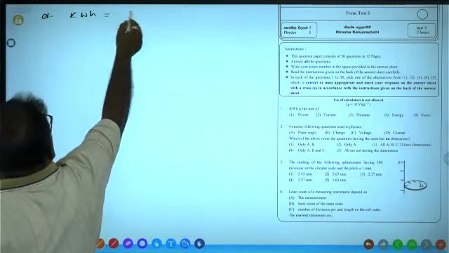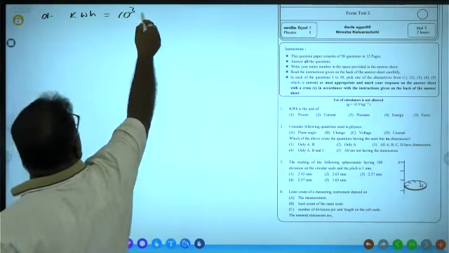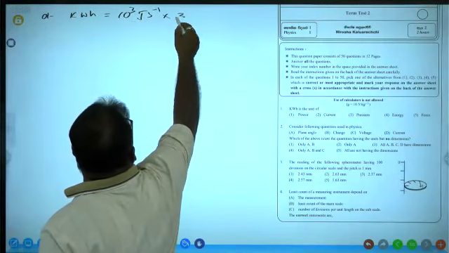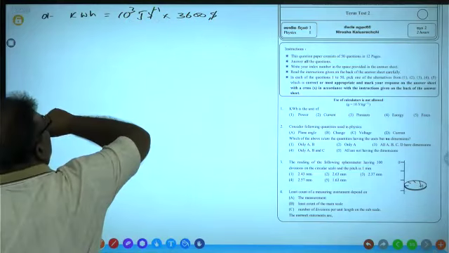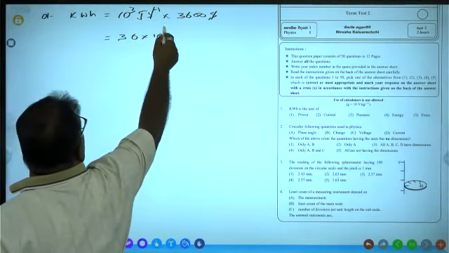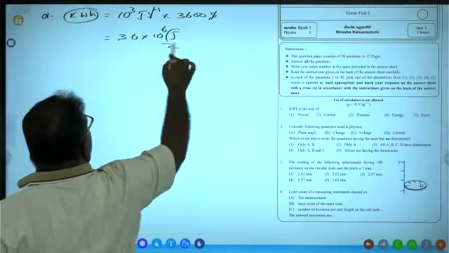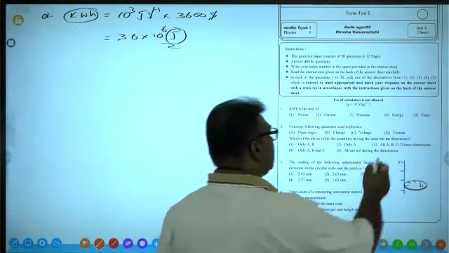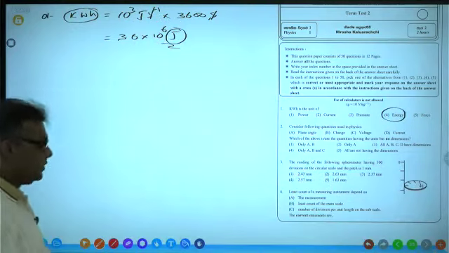Kilowatt hour: kilo is 10 to the power 3, and watt is joule per second. Hour converted to seconds is 3600 seconds, so the seconds cancel. It comes to 3.6 into 10 to the power 6 joules. Then kilowatt hour is the same as a measurement in joules. Joule is energy. Answer is the fourth one.